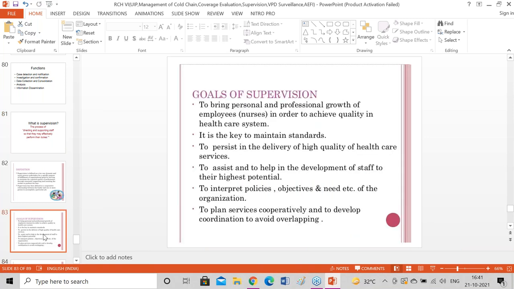Goals of supervision. Why is supervision important? So that there is personal and professional growth in the employees, and anywhere we supervise, it is the key to maintain standards, persist in the delivery of high quality healthcare services, to assist and help in the development of staff to their highest potential, to interpret policies, objectives, and needs of the organization, to plan services cooperatively, and to develop coordination to avoid overlapping. If you just think about these goals, you can easily think about them on your own. You don't even need to mug them up.